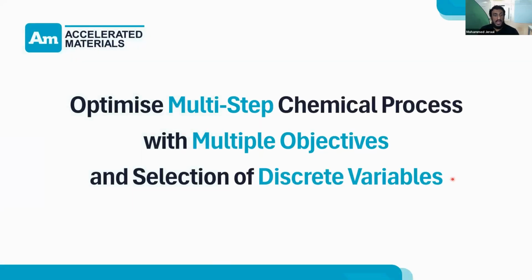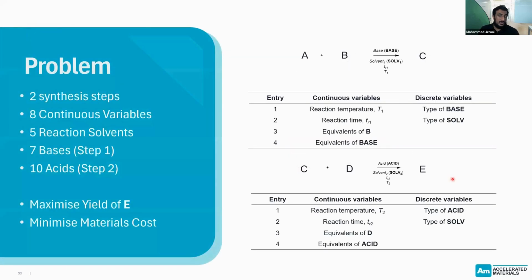So it's not just simple reactions that we can do. These tools are a lot more mature now, and they can be applicable to much more complex reactions and complex problems. So in the next few slides, I'll be giving you a more complex example where we've done multi-step optimization with multiple objectives and selection of discrete variables. So this is a pharmaceutical process. I've masked the reagent chemicals, but you can still get a good idea of what the scale of this optimization was.